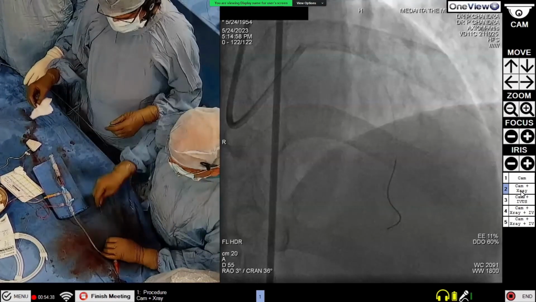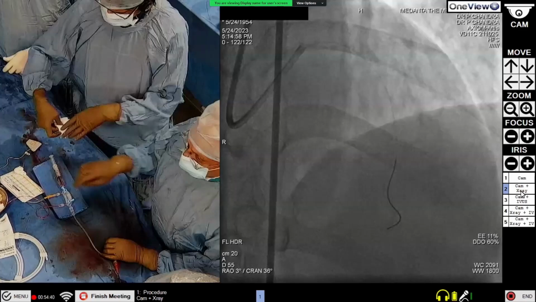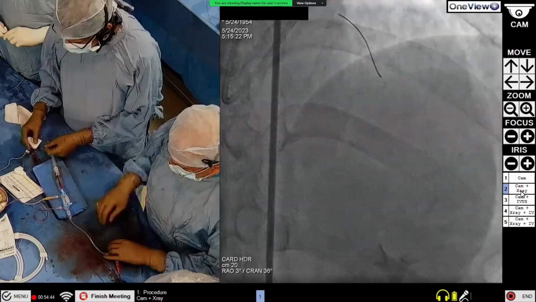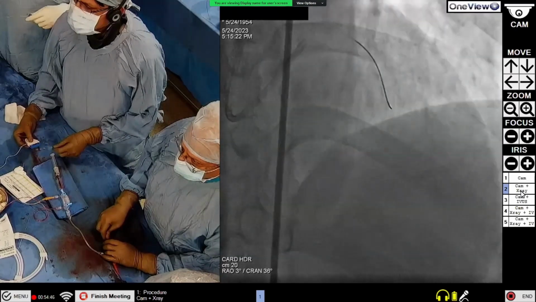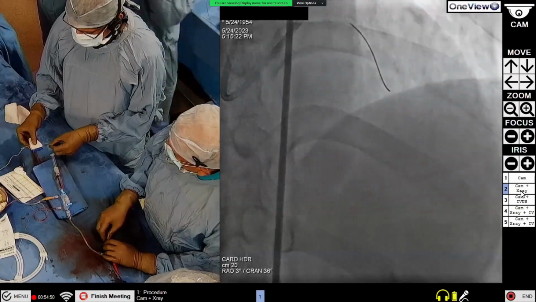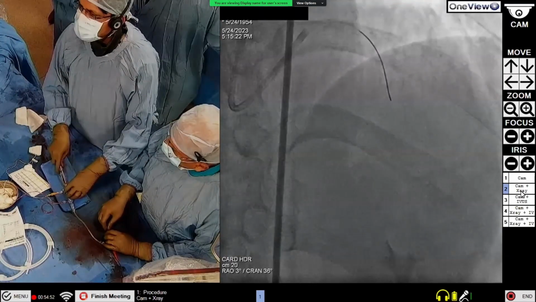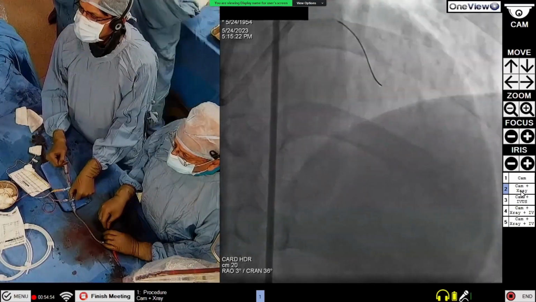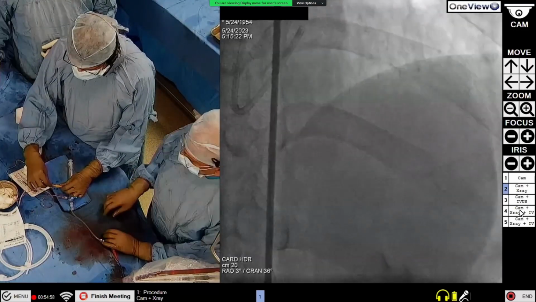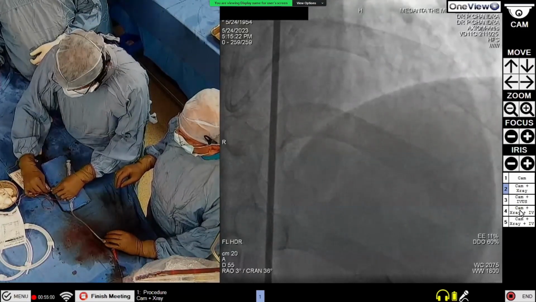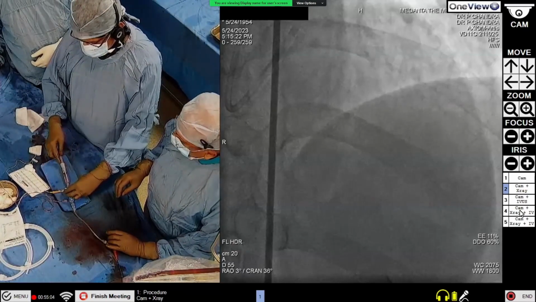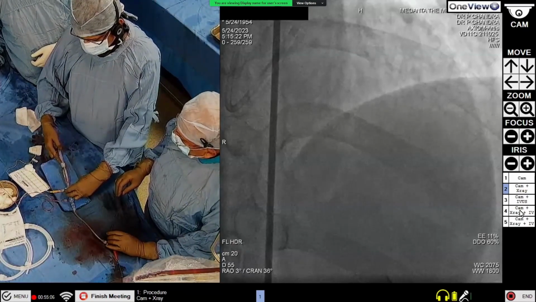Okay, so the balloon is out, and I'm going to do a check. Wire has come back a little bit. I think you can leave it because if we go in a dissected vessel, the wire can cause a problem. Okay, let's take a shot. Final shot, hopefully, and that should be the end of the story.